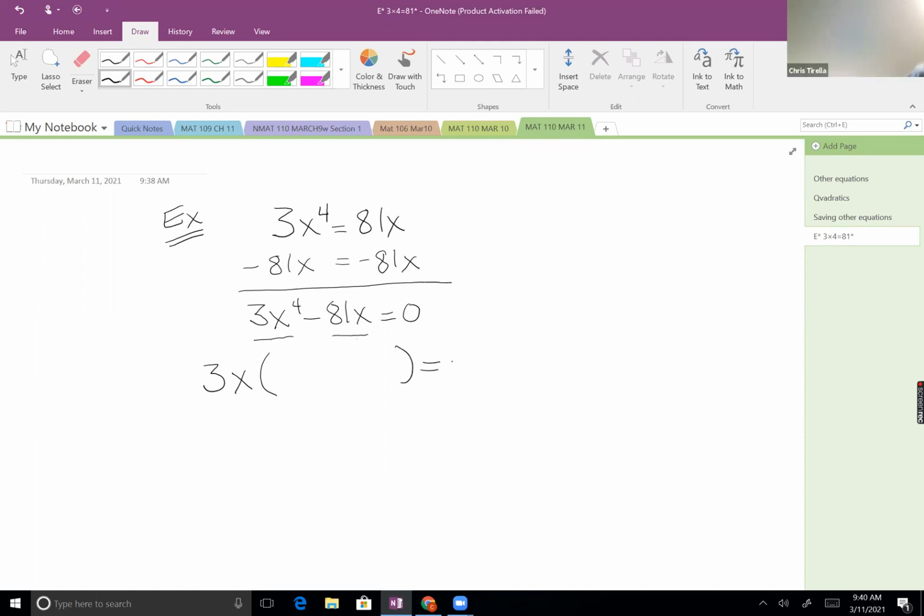We're just common factoring to start with. Don't try to work too hard. Dividing the first by the 3x gives me x to the 3rd. 81x divided by 3x would give me 27. So far, so good?